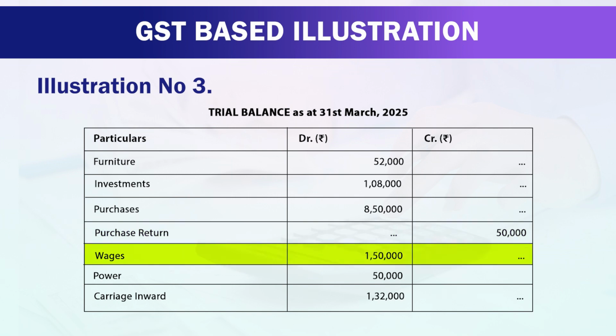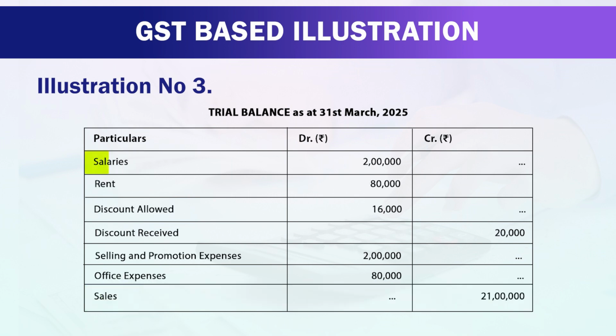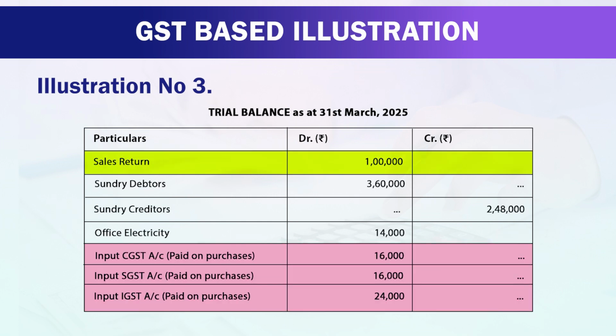Then wages debit side of trading account 1,50,000, power 50,000 debit side of trading account, then carriage inward 1,32,000 debit side of trading account, salaries 2 lakh debit side of P&L account, rent rupees 80,000 debit side of P&L account, discount allowed debit side of P&L account, discount received 20,000 rupees credit side of P&L account, selling and promotion expenses debit side of P&L account, office expenses 80,000 debit side of P&L account, sales 21 lakh credit side of trading account, sales return 1 lakh will be deducted from sales to arrive at net sales.